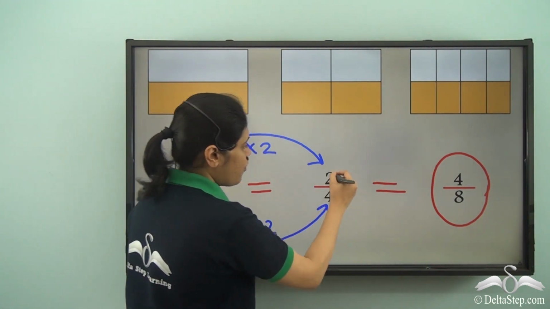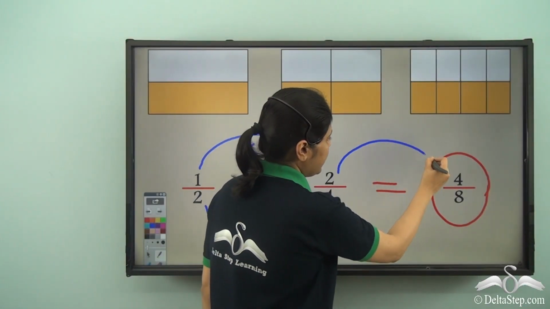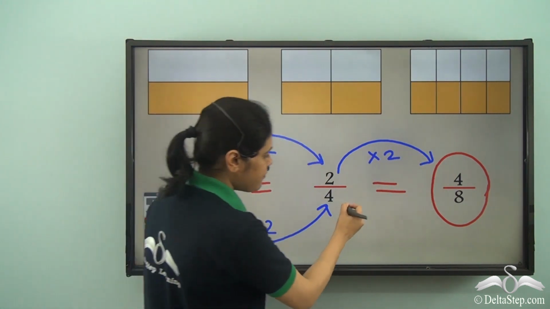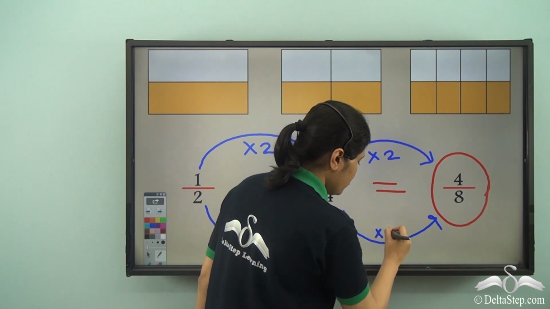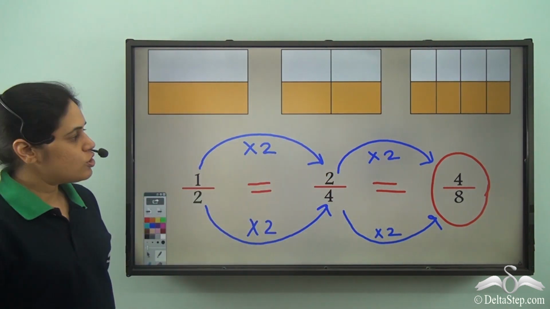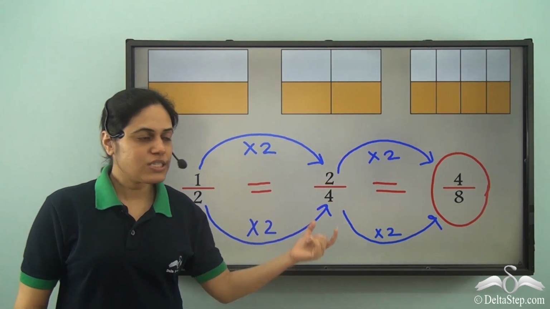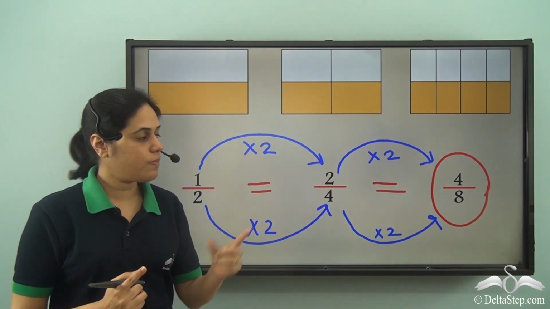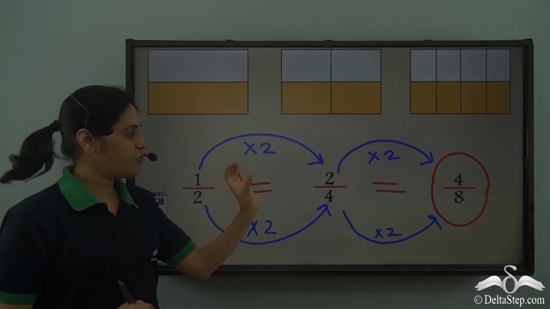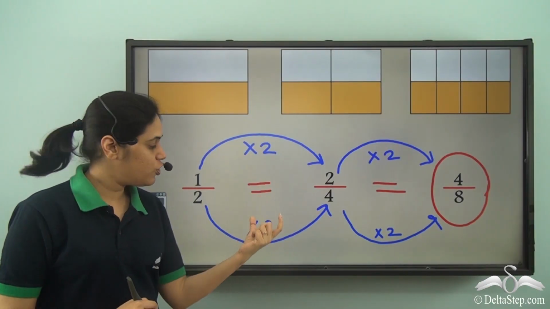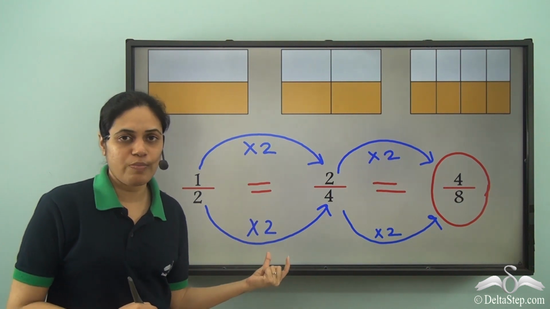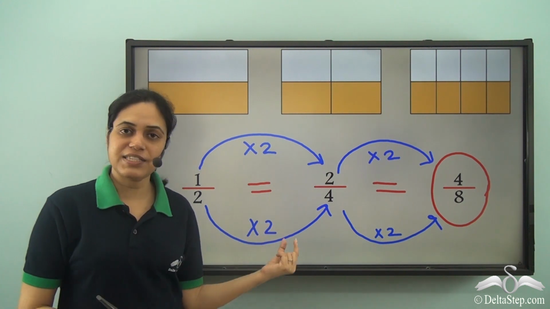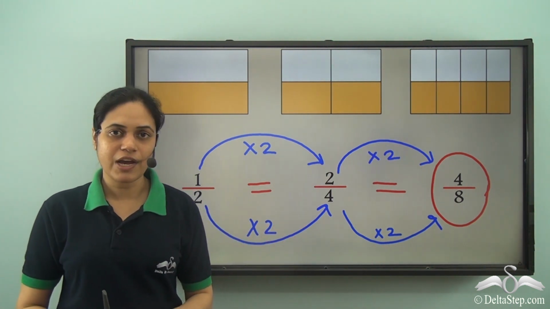Now if I look at 4 by 8, if I multiply 2 by 2, I get 4, and if I multiply 4 by 2, I get 8. So I can get equivalent fractions by multiplying the numerator and denominator both by the same number. If you multiply the numerator by 2, you need to multiply the denominator also by 2 and not by some other number. So multiply both by the same number to get an equivalent fraction.